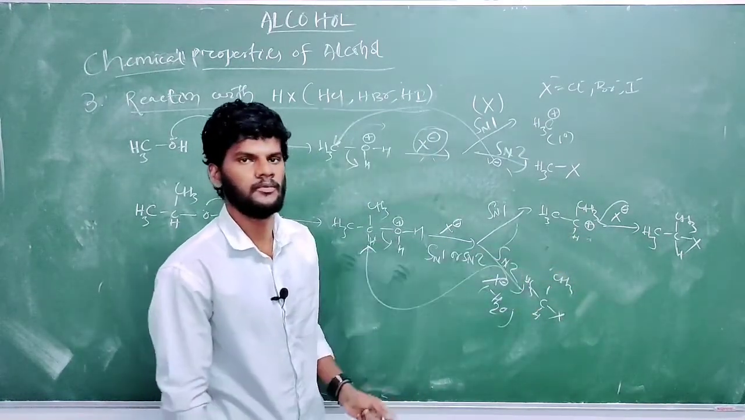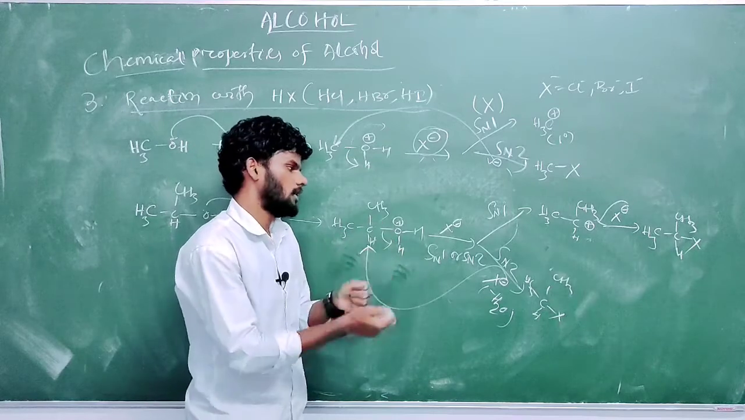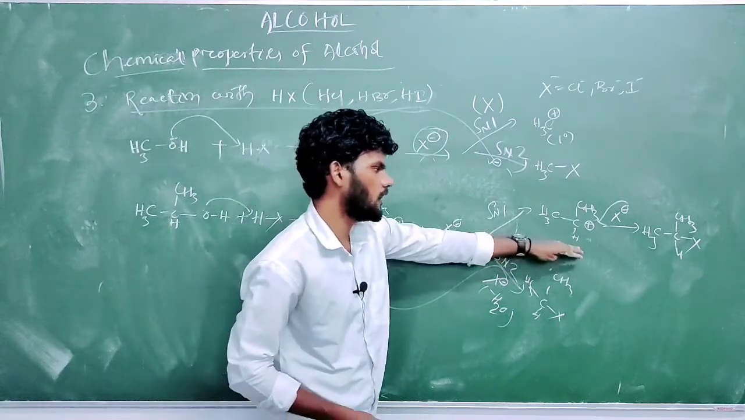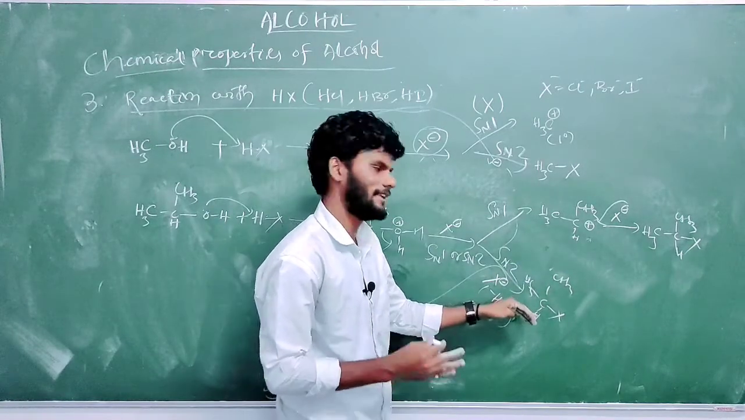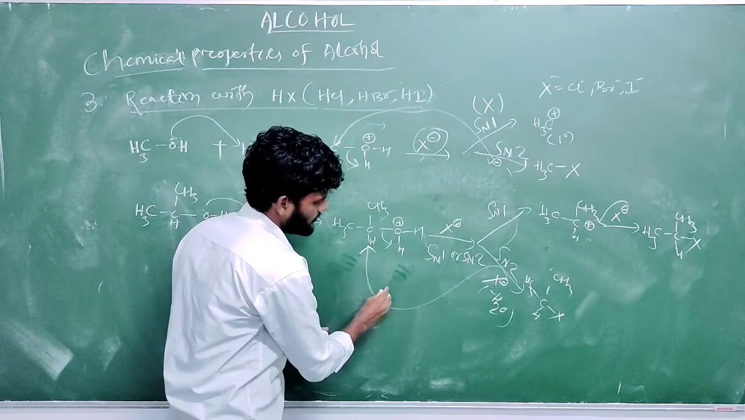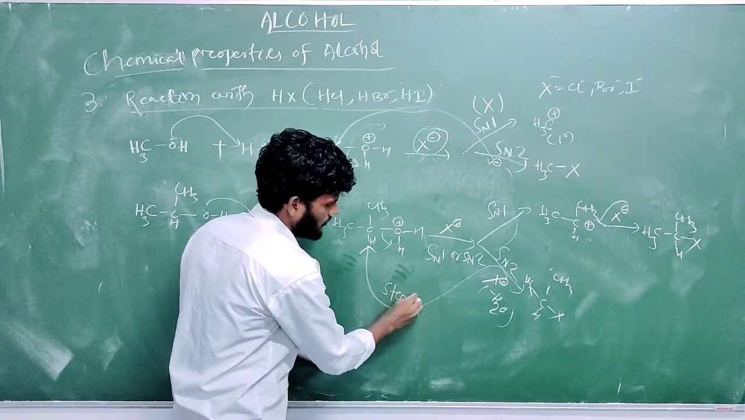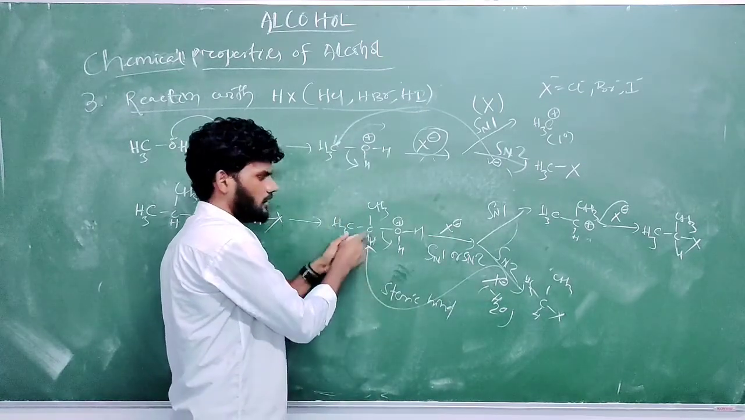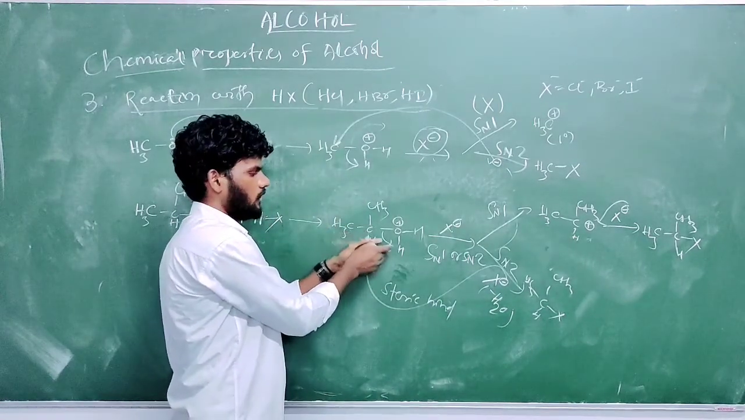Which product is more stable? By looking at the intermediate, the more stable the intermediate the better. Here the intermediate is a carbocation, but here no intermediate formation takes place. Here the factor you can see is steric hindrance. Which factor? Steric hindrance.